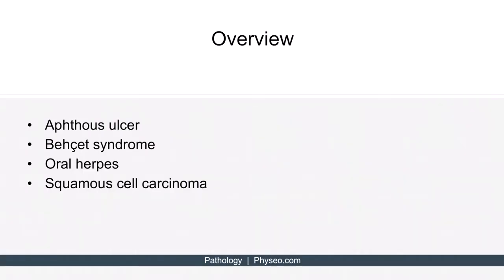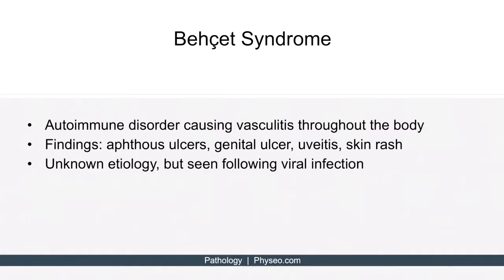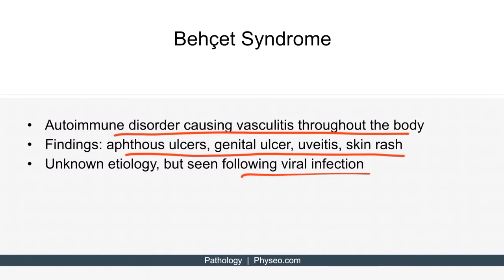Next, let's discuss Bassette Syndrome. This arises in relation to an autoimmune disorder causing vasculitis throughout the body. Characteristic findings include aphthous ulcers, genital ulcers, uveitis, and skin rash. The overall etiology is still unknown, but this can occur following a viral infection.